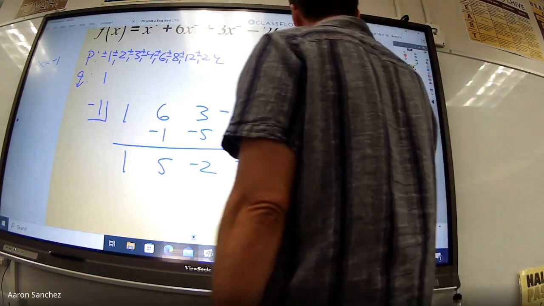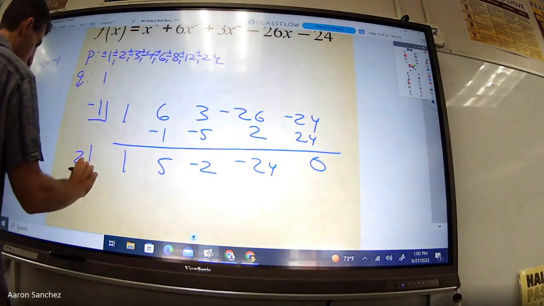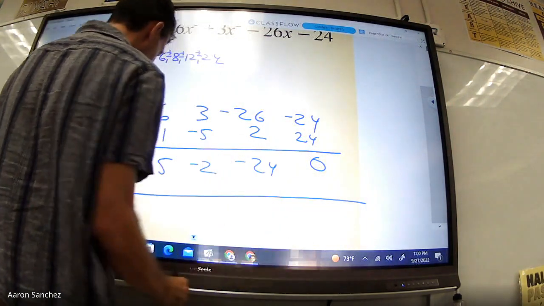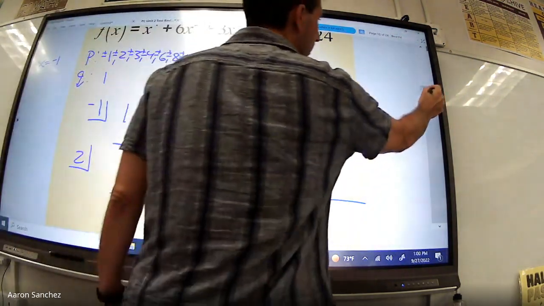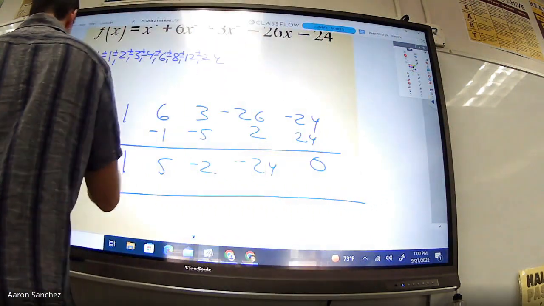Let's do +2. So at this point, we divide it by this. Let's divide by 2. Actually, you know what? Let's do -1 again. What if -1 works again? So let's try it, just in case.